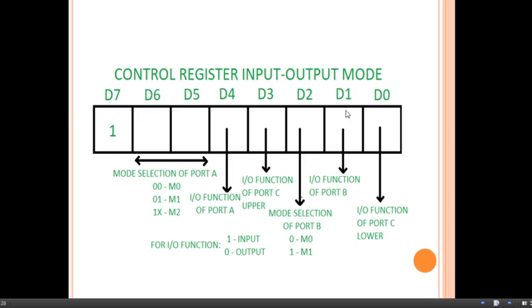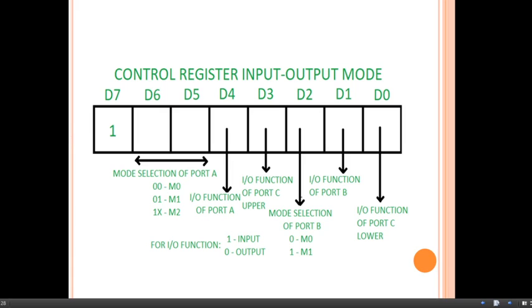From the explanation of this control word register, we may have observed that in group A there are 3 modes: mode 0, mode 1 and mode 2. That means port A will act in 3 modes. While group B has only 2 modes of operation, mode 0 and mode 1. That means port B will work only in mode 0 and mode 1.